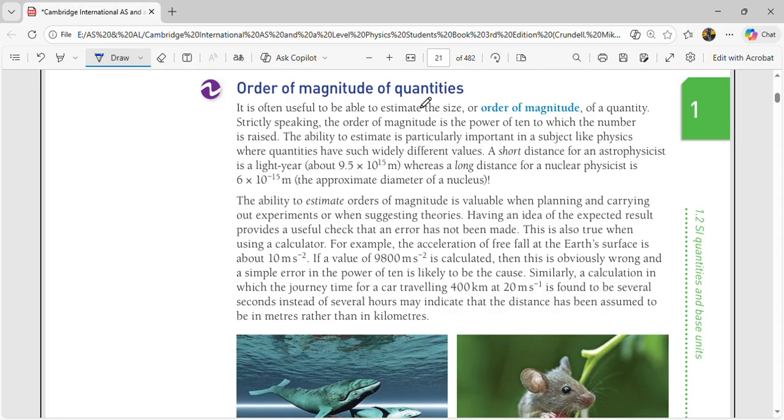So you can be able to estimate, let me say, the mass of a car, or the life expectancy of a human. We need to estimate values, and sometimes it can be a question in Paper 1 of the AS exam. Yeah, it is possible.